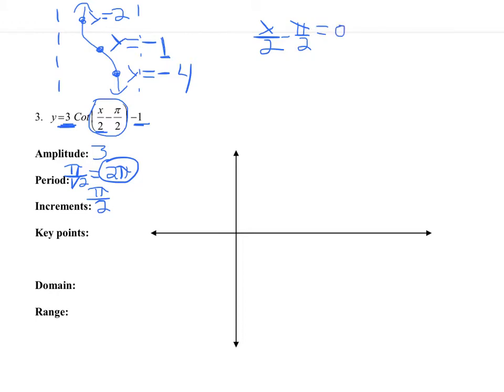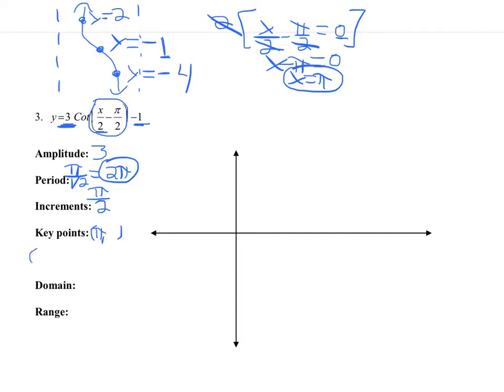Now you kind of see, the fractions, they're real ugly. I want to get rid of those fractions. I'm going to multiply both sides by 2. It's going to get rid of all of these 2's, so I just have x minus pi. And then 2 times this 0 still gives me 0. So you can see, just add pi to each side. I'm going to start at pi. So that's going to be the first x value for the key points is pi.